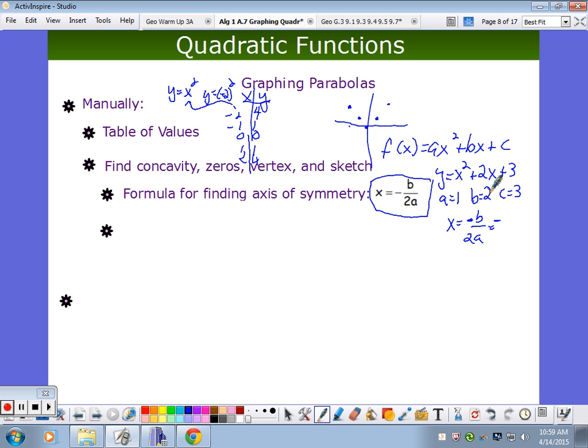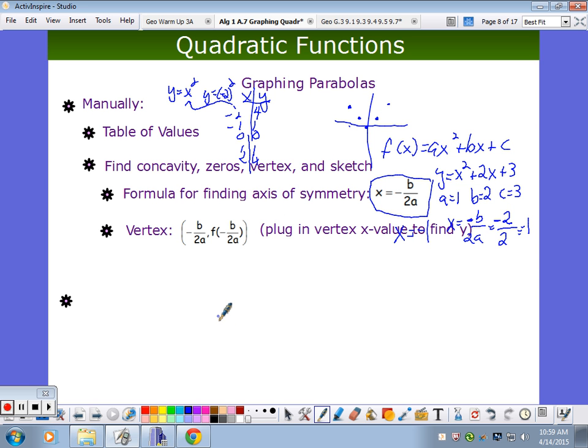So negative, what's b's value? 2. And 2 times a, what's 2 times 1? So is the answer negative 1? x equals negative 1, because the axis of symmetry is a line. If you tell me negative 1, I am telling you you're wrong. x equals a line.